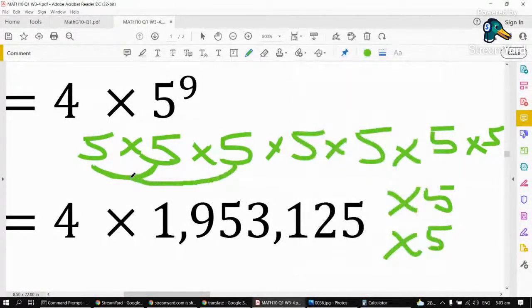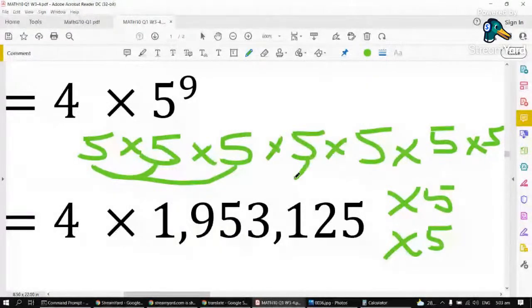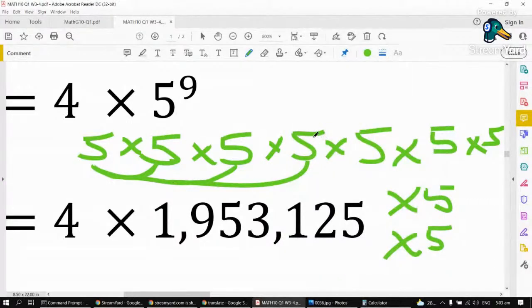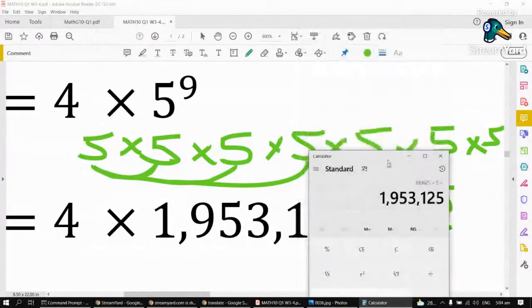5 times 5 times 5. Pag pinindot ko 'yung equals, ito naman 'yun. Times 5 times 5 times 5. Pang-apat na 5 na 'yun. Ito 'yung panlima, pang-anim, pang-pito, pang-walo, pang-siyam. 9 na 5. 1,953,125.